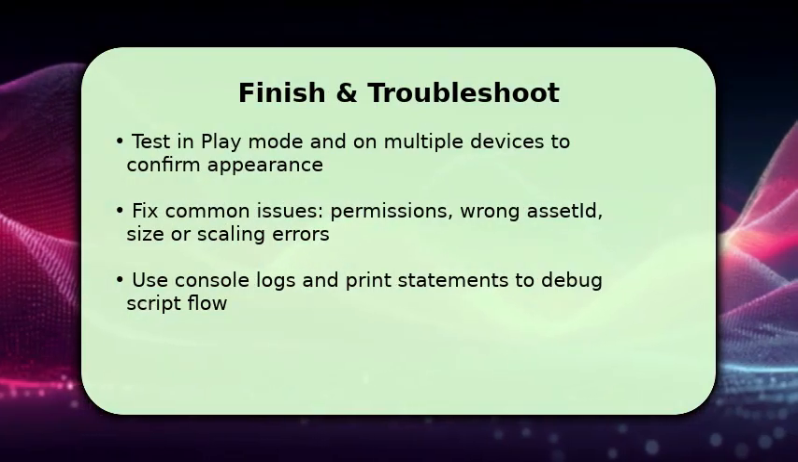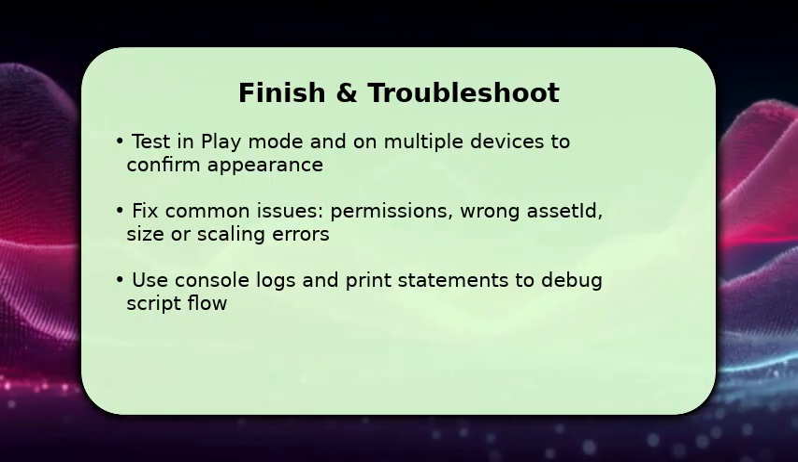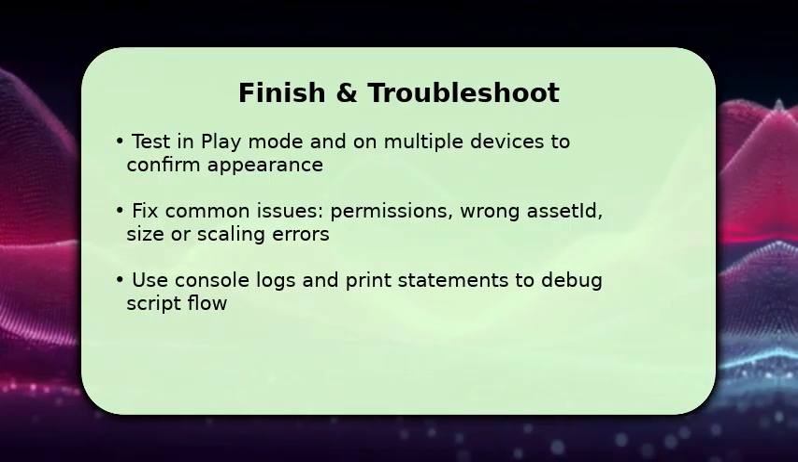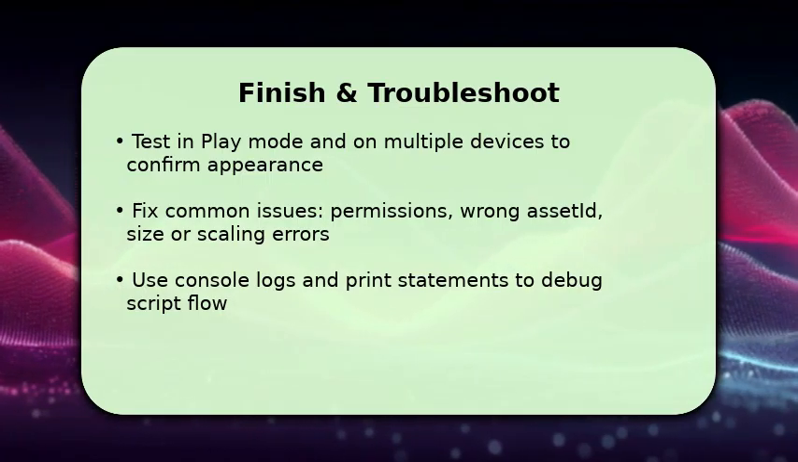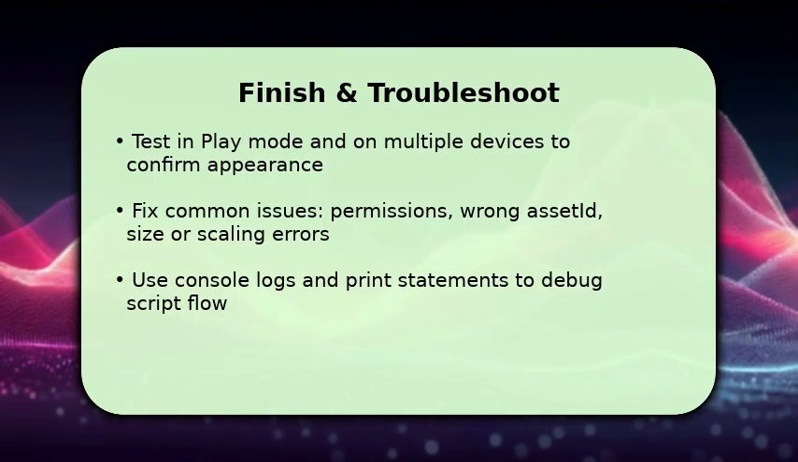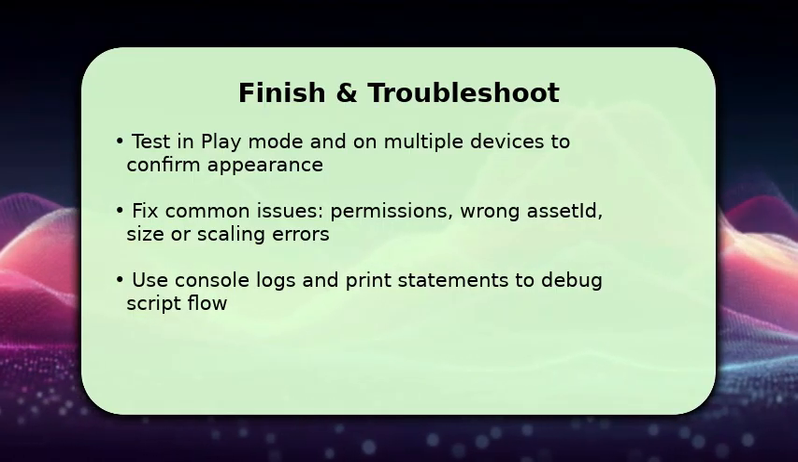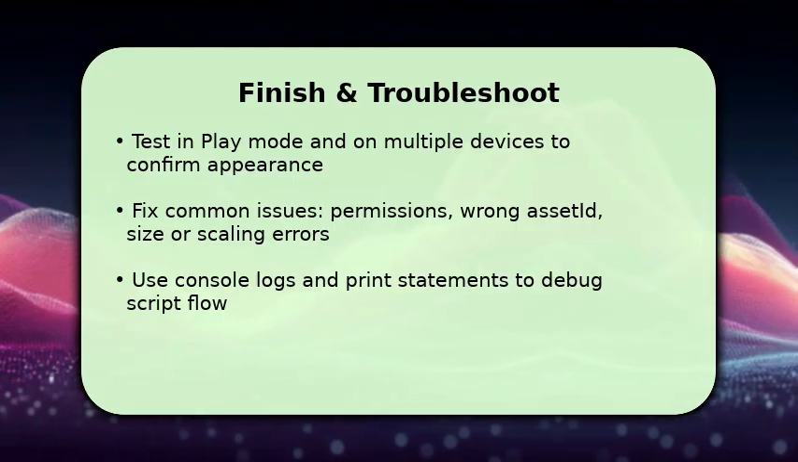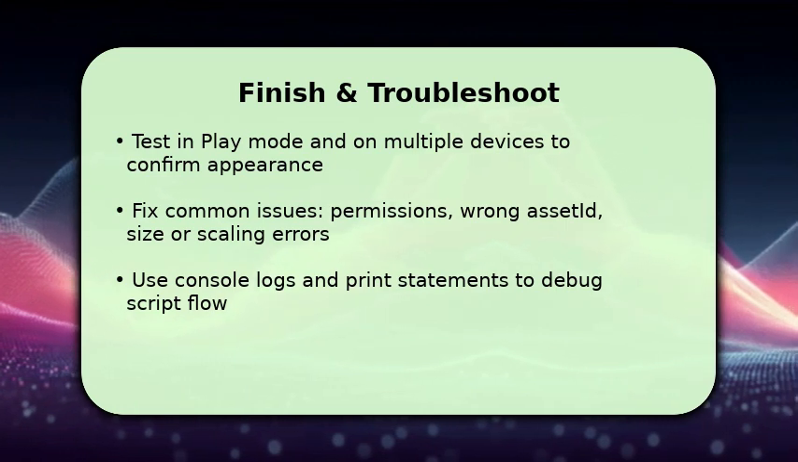Finally, test thoroughly. Run, play, and join with another account or device to verify chat and GUI behavior. Make adjustments to size, anchor, and layout so emojis display cleanly across resolutions. If something fails, check asset permissions, confirm the correct asset ID, and inspect scaling constraints. Use print statements and the developer console to trace script execution and make sure client-server permissions allow the action.